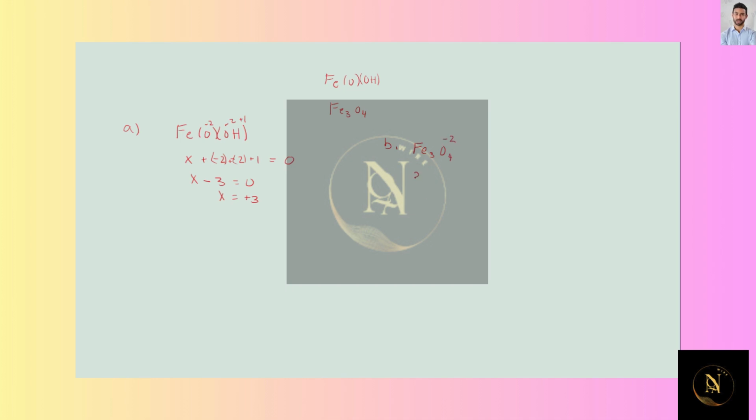I have 3 irons and I don't know the oxidation number, so I'm going to call that 3x, plus there's 4 oxygen, each with an oxidation number of -2, equals the overall charge of 0. So 3x minus 8 equals 0. 3x equals 8. X equals +8/3, which is a very strange oxidation number.